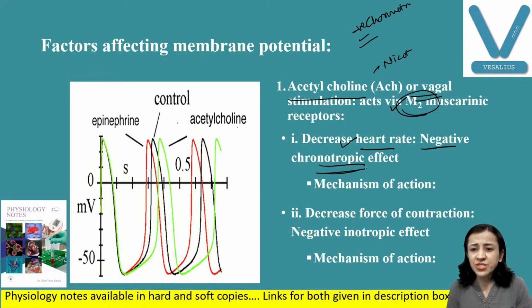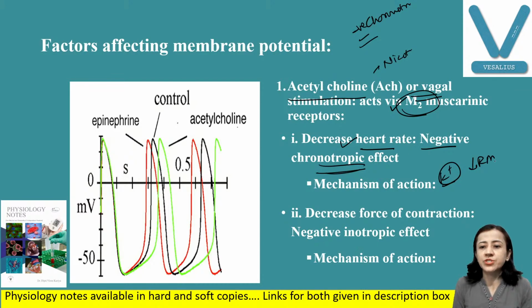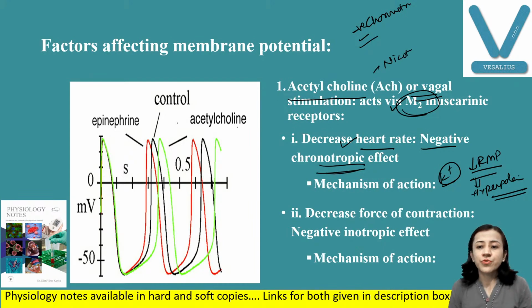What is the mechanism of action here? Acetylcholine opens potassium channels. So what happens? Potassium ions move out and there is decrease in the resting membrane potential and there is hyperpolarization. And hyperpolarization results in decrease in the membrane potential and decrease in the heart rate. In the same way, force of contraction also decreases here, a negative inotropic effect. Here acetylcholine decreases intracellular cyclic AMP and also decreases calcium ions. So force of contraction decreases.